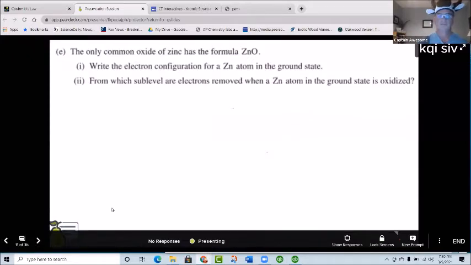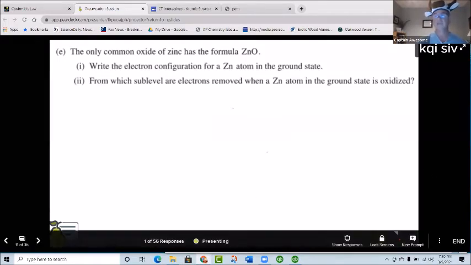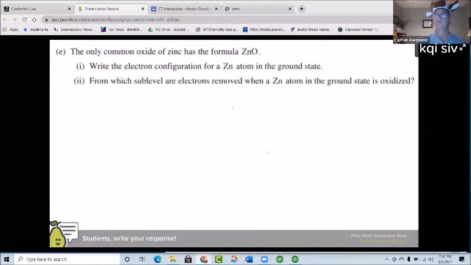All right, so here's a problem on the AP exam. Write the electron configuration for a zinc atom in the ground state. So you may need to run over to your periodic table and find zinc, and then go ahead and write the electron configuration for zinc. And then for part 2, I want you to go ahead and answer that as well. In which sublevel are electrons removed when a zinc atom in the ground state is oxidized?